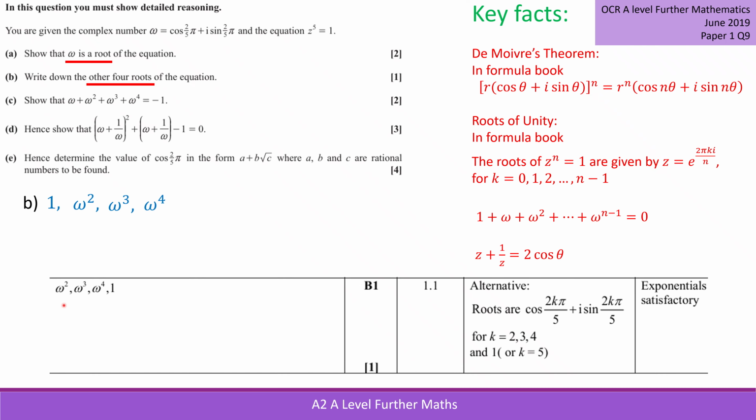You can see here the mark scheme just shows the next root. They've just multiplied omega by omega to give you omega squared, multiplied by omega again to find omega cubed, and multiplied by omega again to give you omega to the 4, and then you've got 1, which is the initial root, which is the same as omega to the 5. Or you could have done it over here using the roots of cos 2k pi over 5 plus i sine 2k pi over 5 for k equals 2, 3, 4 and 1, or equivalent to 5. Give yourself a big tick if you got that correct. You've done really well on part B.